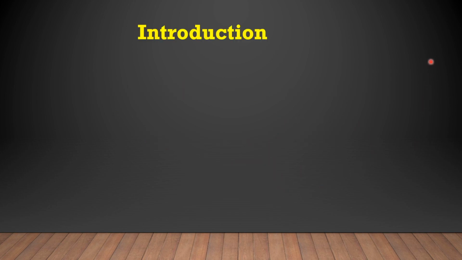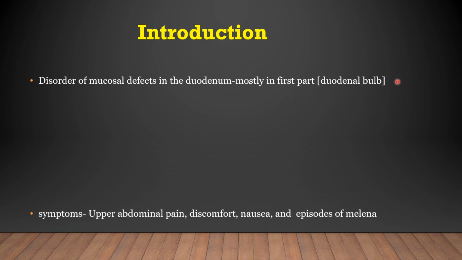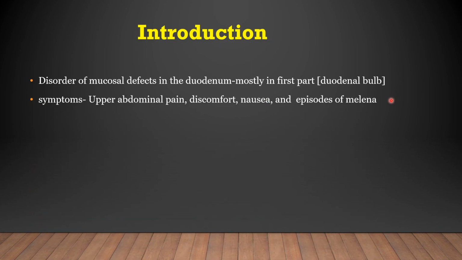Now, duodenal ulcer disease is basically a disorder of mucosal defects in the duodenum, mostly in the first part, that is known as the duodenal bulb. And symptoms include upper abdominal pain, discomfort, nausea, indigestion, retching, belching, and episodes of melena due to bleeding.